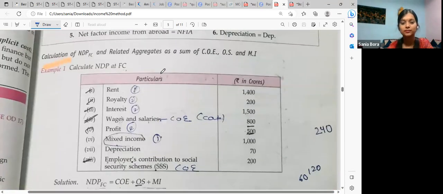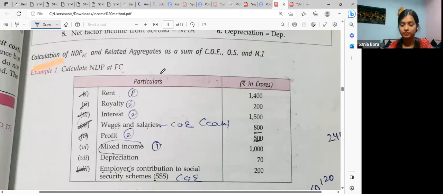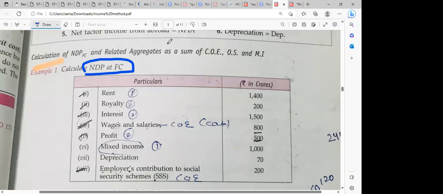Okay, this one over here, right? You have to calculate NDP at FC. So that means you don't have to calculate NNP at FC. You will be skipping the second part. Okay. Okay, ma'am. Yes, sir.